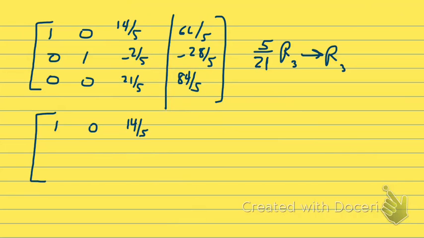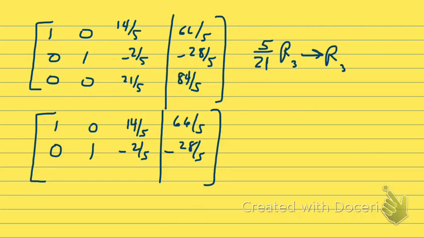1, 0, 14/5, 66/5. Luckily, these are all nice decimals. 0, 1, -2/5, -28/5, and now 0, 0, 1, 4. Oh, thank goodness. Fewer fractions.